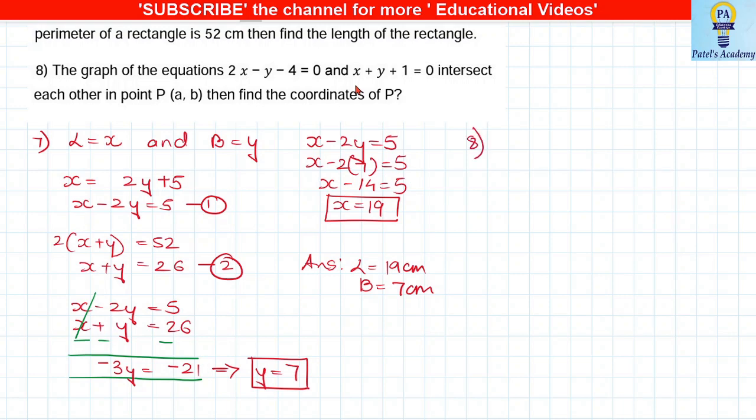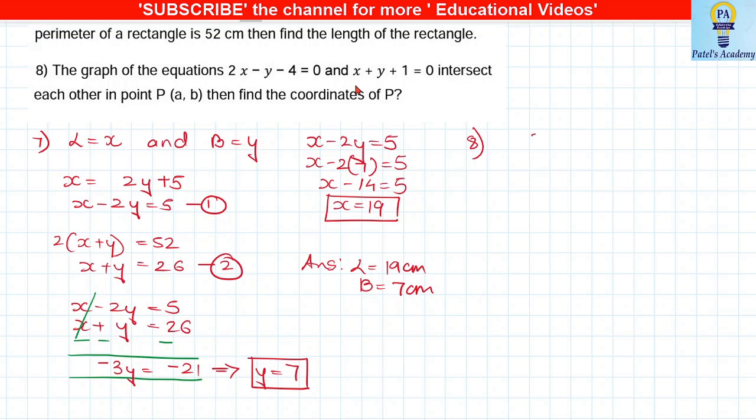Okay, let's see the 8th one. We have to find the point of intersection of the two equations. They intersect at a and b, which means you have to find the solution. Simple solutions. Okay, let's see.